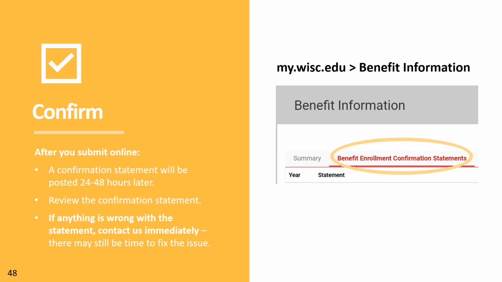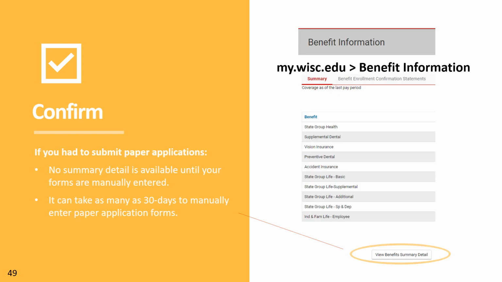Once you've submitted your elections or waivers online, you'll receive a confirmation statement a day or two later. Please review that confirmation statement and let us know if anything is amiss. If you had to submit paper applications, you won't immediately see a confirmation statement. It does take us manual work to enter those physical paper applications, and it can take as many as 30 days before the information is entered.